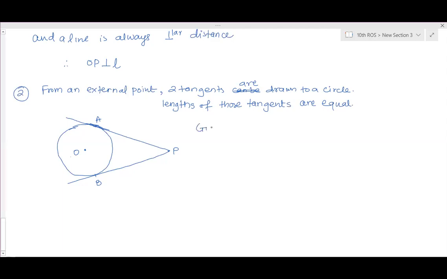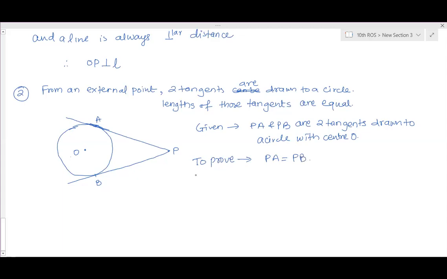So what is given here? PA and PB are two tangents drawn to a circle with center O. To prove: PA is equal to PB. And this theorem is always asked for 4 marks. And you will laugh after some time. Construction.